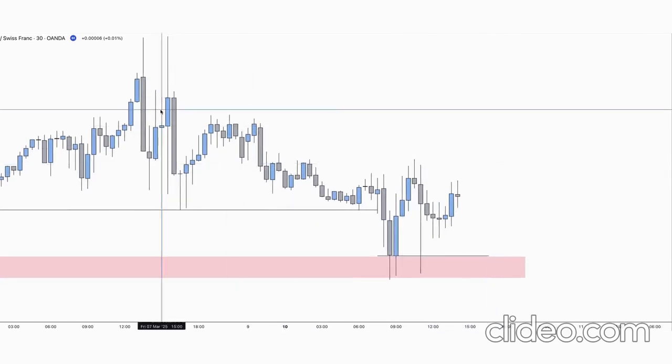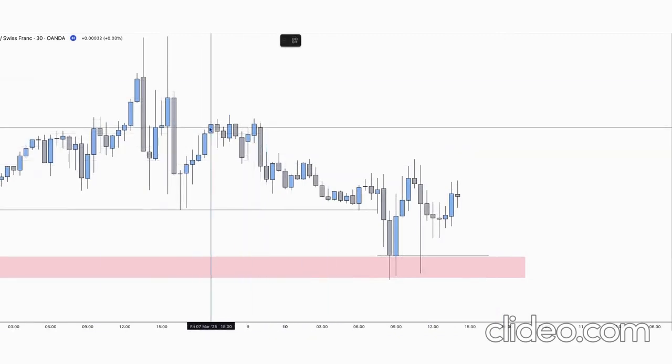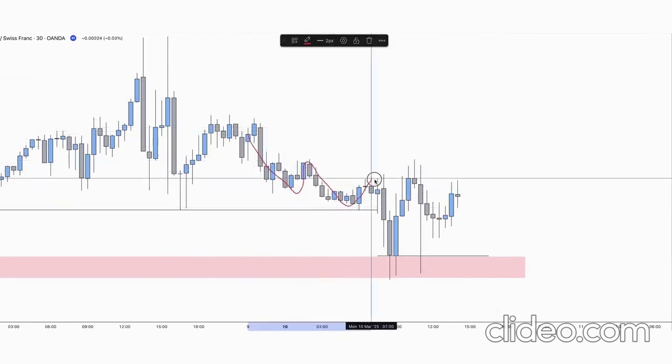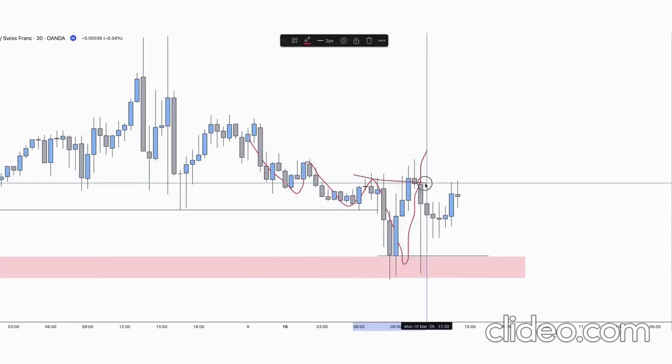I like to look at structural changes to confirm my trades, which generally would mean if I wanted to buy into this market, I'd want to see one of the previous highs taken out.